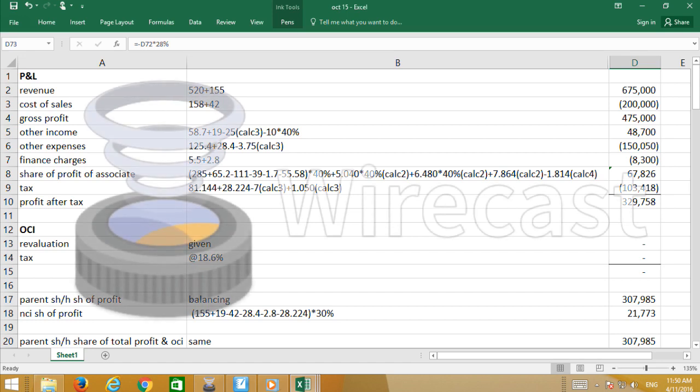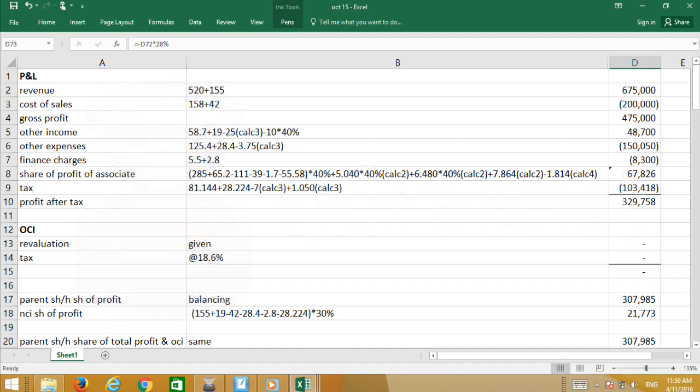Tax, parent plus sub, and then there were two adjustments up here that had tax implications. The one was the 25, the other one was the depreciation. Remember, the inventory is already after tax, that 1,814, because the tax and the cost of sales land up in the one number, which is share of profit in associate. And so I'll end up with profits of 329,758.